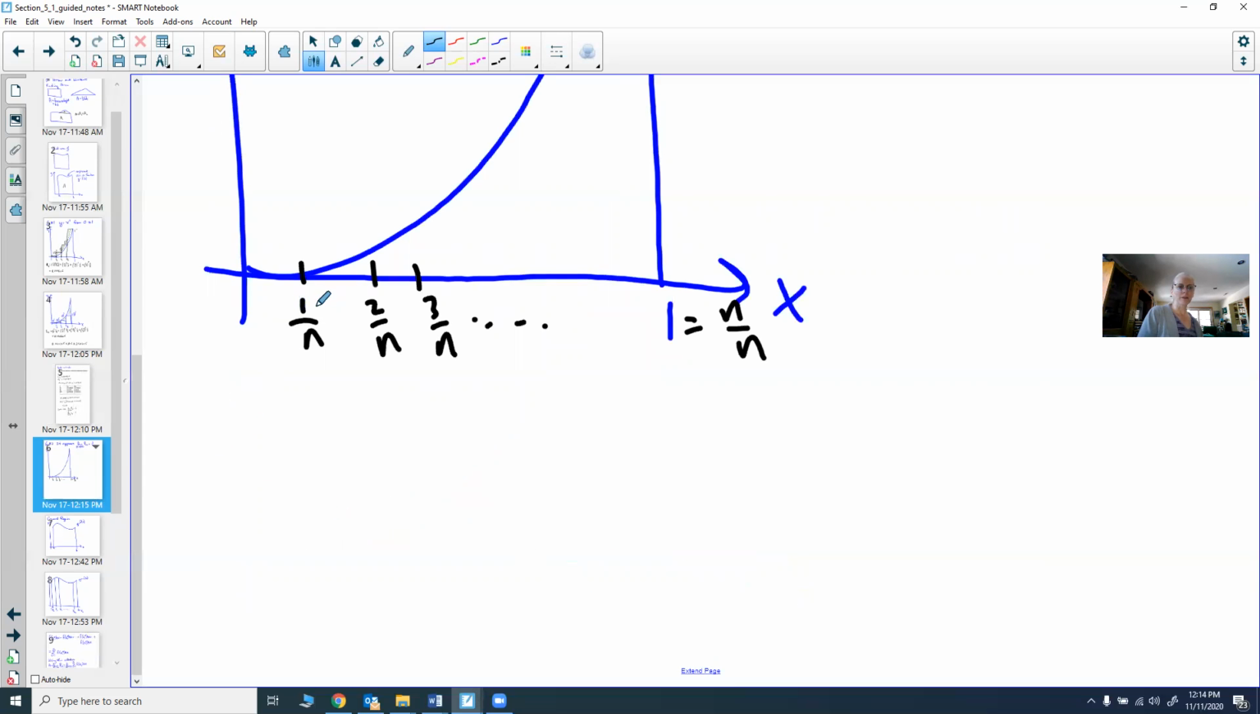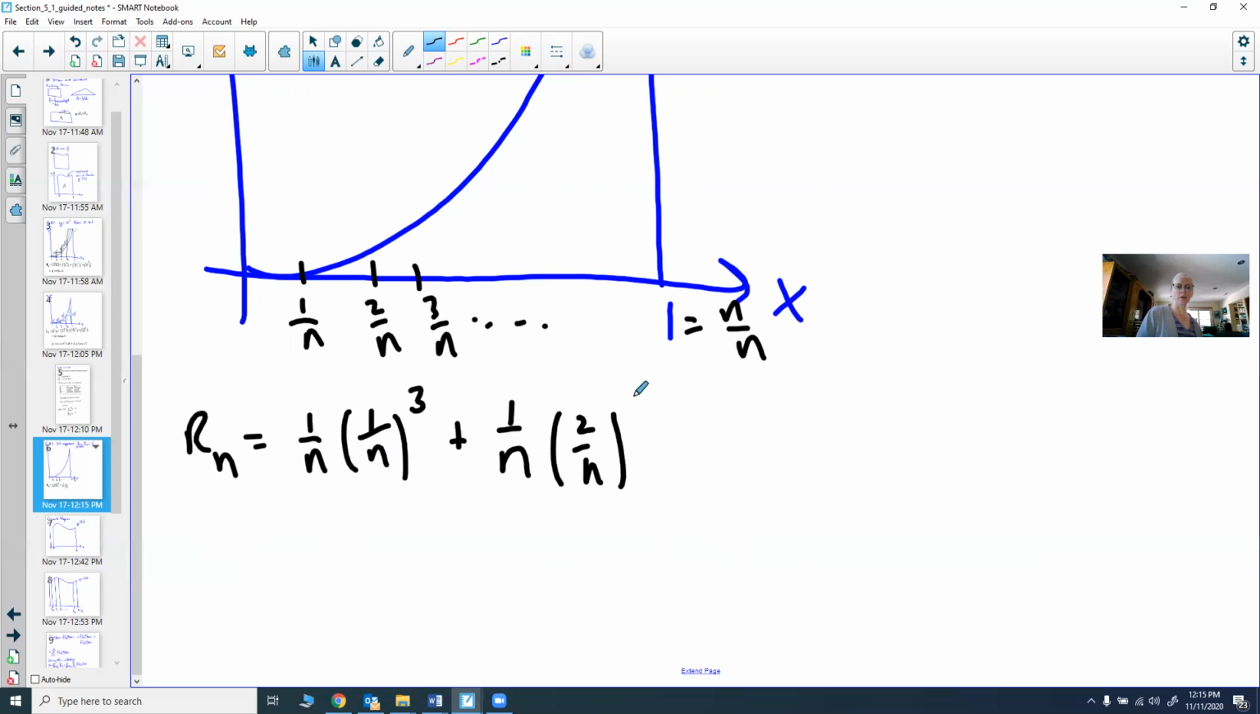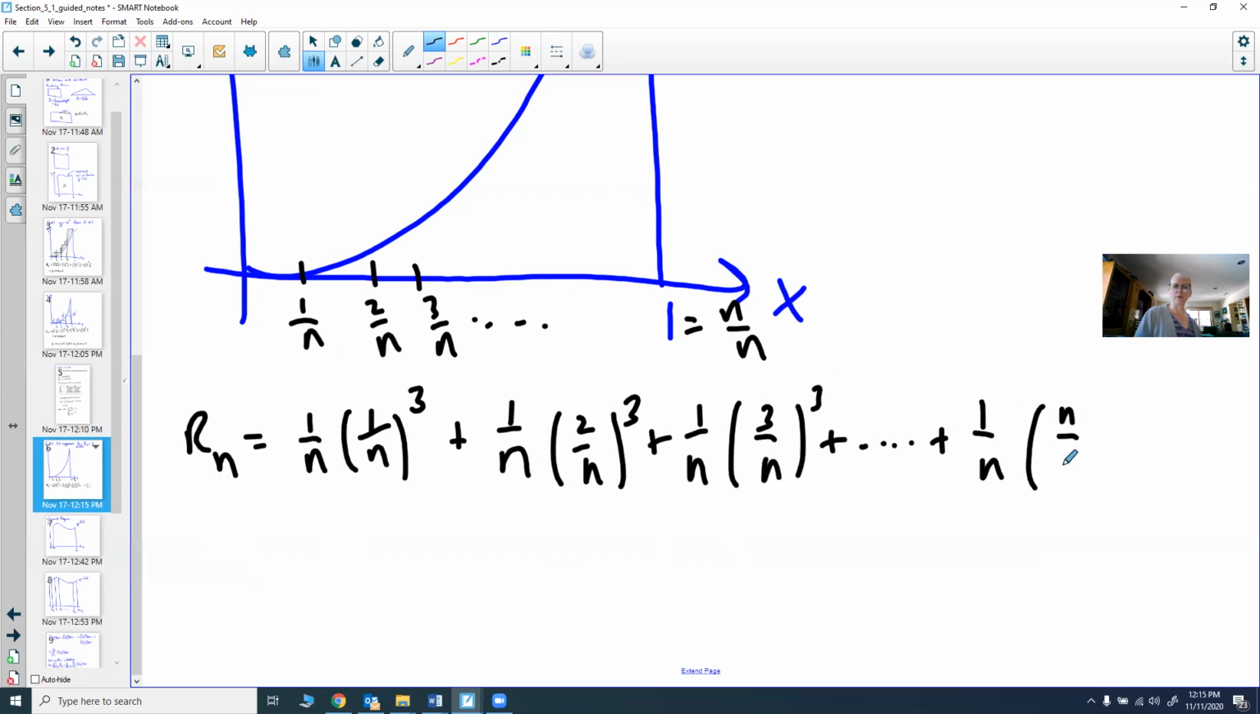So what it looks like, if we're looking at right-hand sums, is we're adding up 1 over n, which is the width of the base, times the height, which is 1 over n cubed, because remember this is x cubed. Plus the 1 over n times 2 over n cubed, plus the 1 over n times 3 over n cubed. I'm going to keep doing that till we get up to n over n. So 1 over n, n over n cubed.